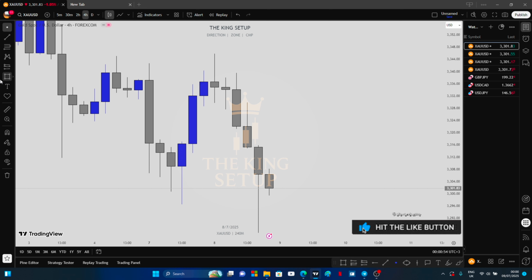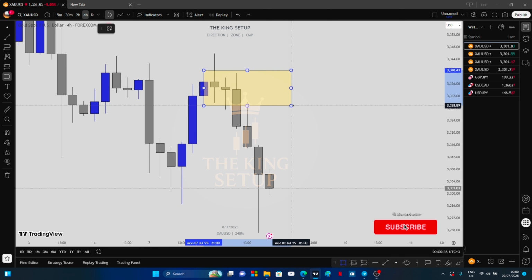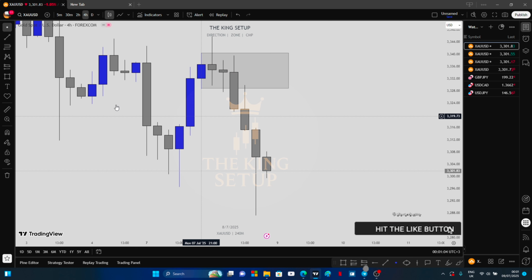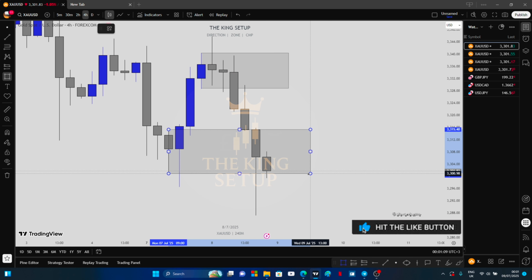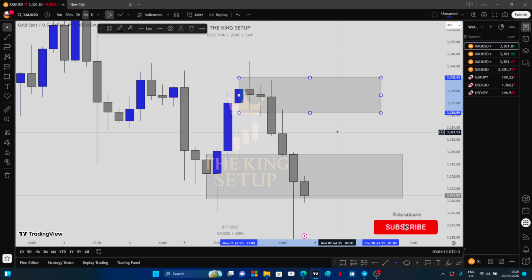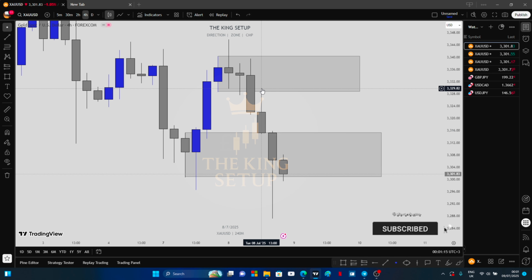Then I shared these zones, around these areas. This was the zone that I was expecting the market to react from, and this was the next zone that I expected the market to react from. So I shared these two zones. I want to explain how I took this trade from this high here up to this row here.